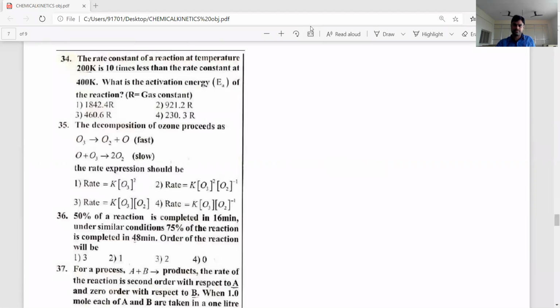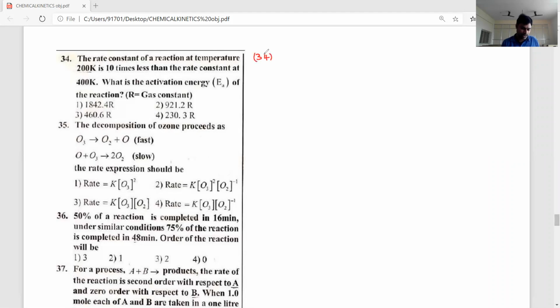34. The rate constant of a reaction at a given temperature, 200 Kelvin, is 10 times less than the rate constant at 400 Kelvin. What is the activation energy of the reaction? Already we did this kind of question earlier. Let's see. 34.